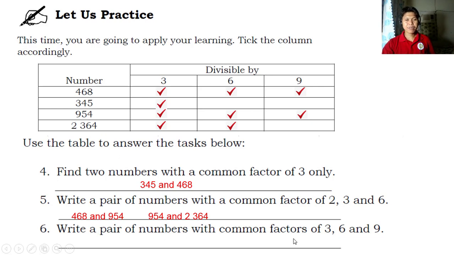Next is, pwede nga rin 954 and 2,364. Next, write a pair of numbers with common factors 3, 6, 9. So, dapat 3, 6, and 9. Ay, itong dalawa, 468 and 954. Okay, I hope that you got the correct answers.